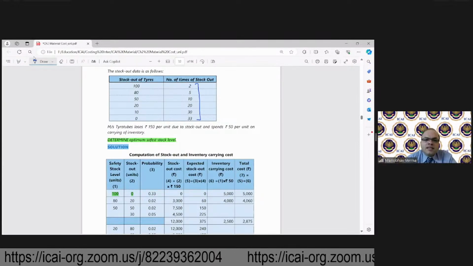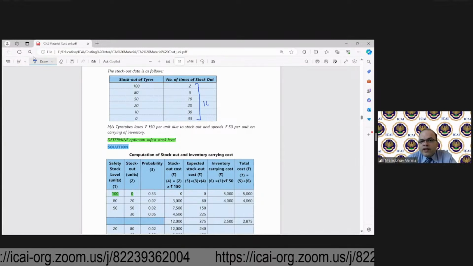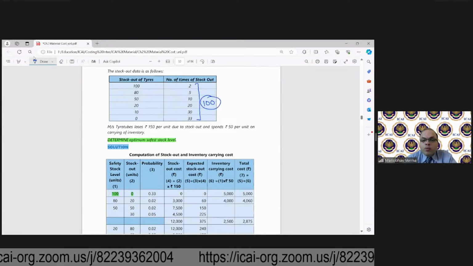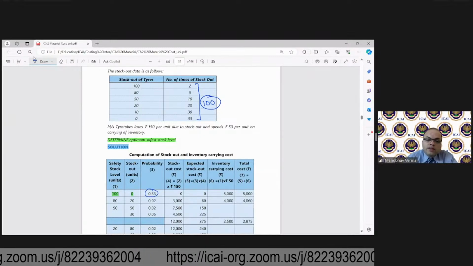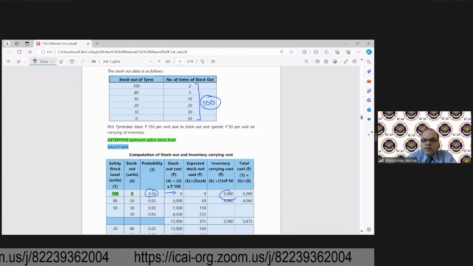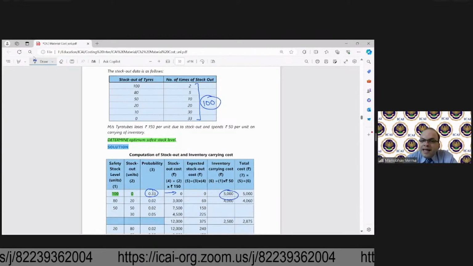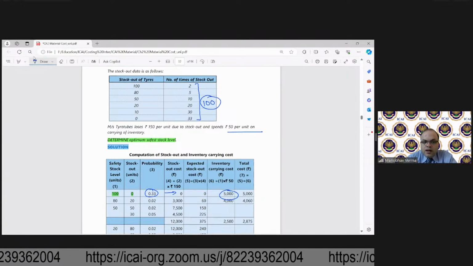What is the total of this section, guys? I think it should be 100. So we can arrive that is a probability. So for a zero stock out, there is a 33% probability here. Hence, there is no stock out cost. Only carrying cost is involved. There is a carrying cost given to us in the question itself, 50 rupees per unit.